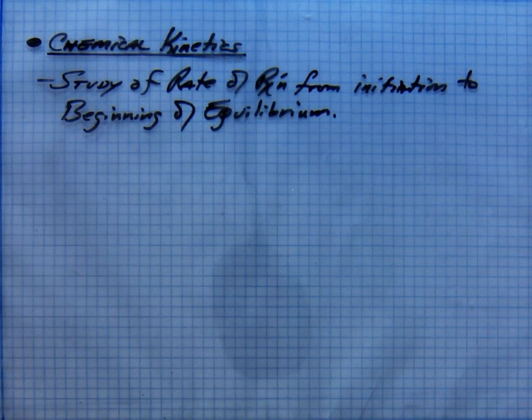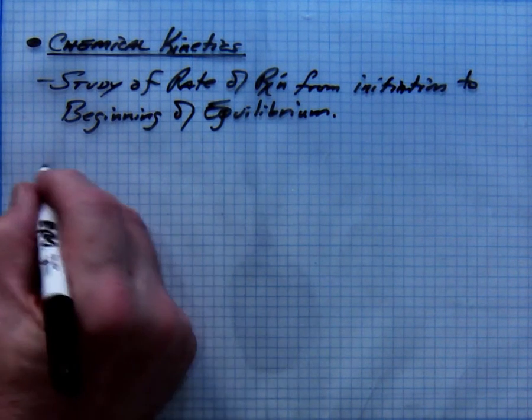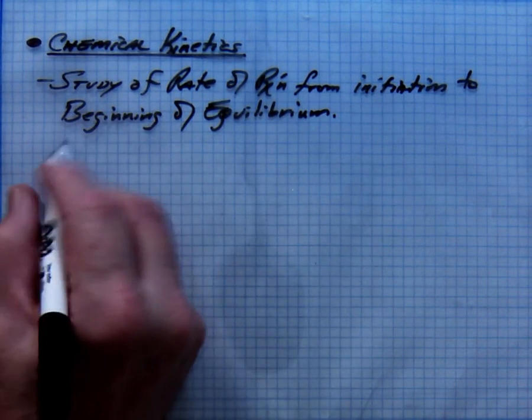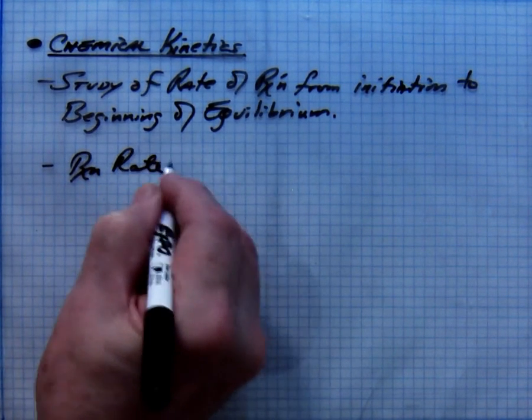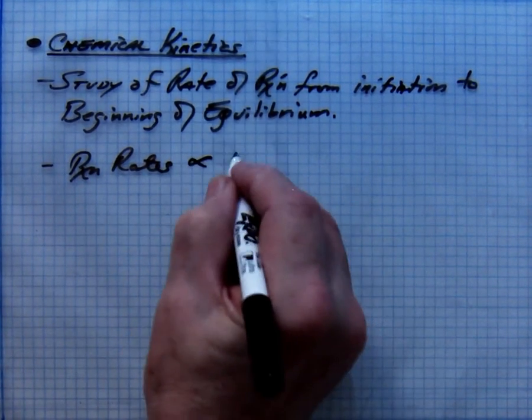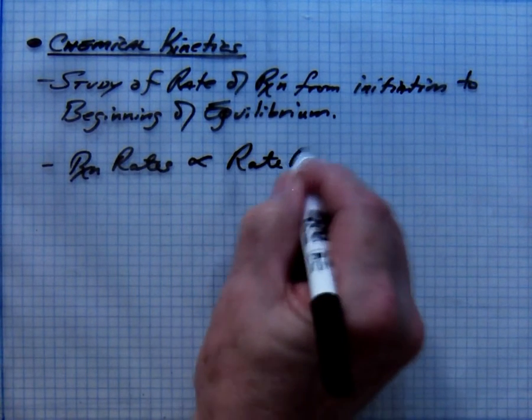How do we study chemical reactions? What do we look at to determine what the speed of a reaction is? Okay? We call them rate factors. The study of reaction rates are proportional to rate factors.